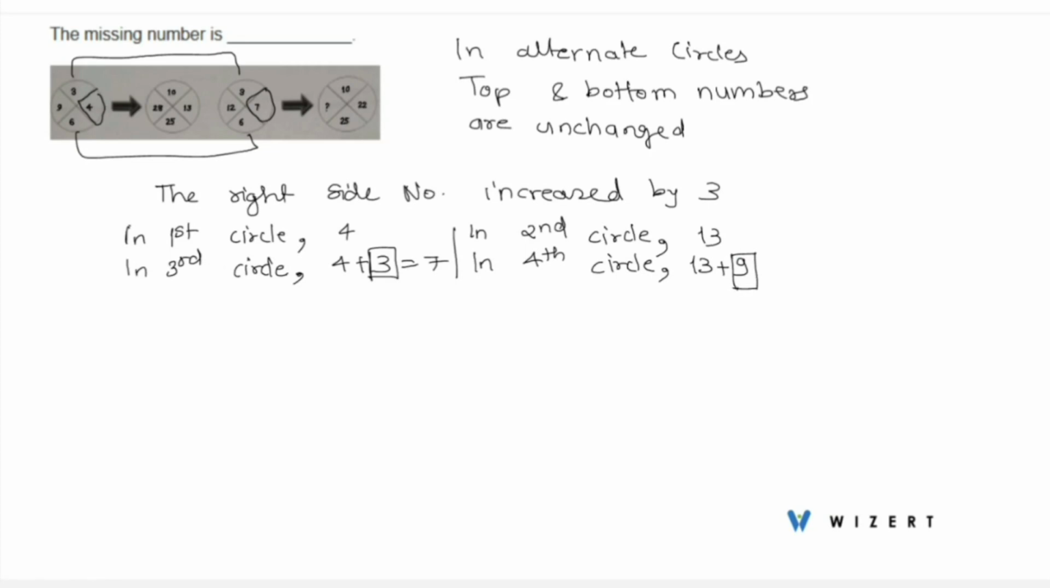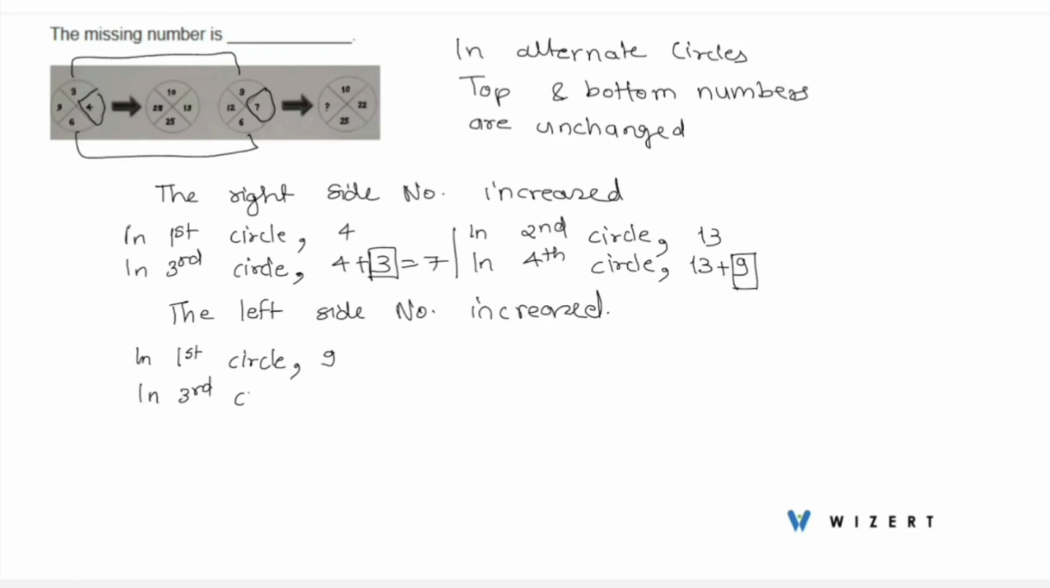So let's see the left circles. I'll remove this increased by 3. The right side circles are increased, and the left side numbers are again increased by same pattern. So first and third are increased by 3, and second and fourth are increased by 9. Let's observe. In first circle it's 9, and in third circle it's 9 plus 3, which is 12. So this is right.